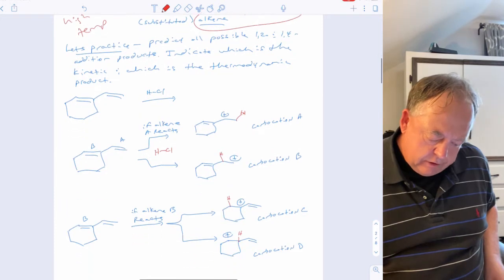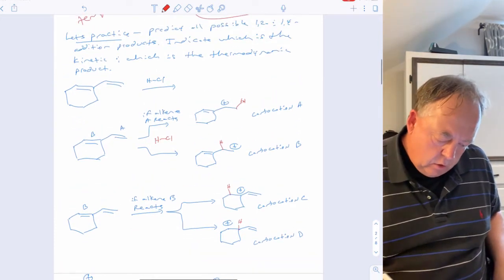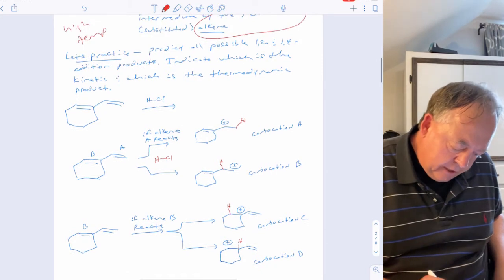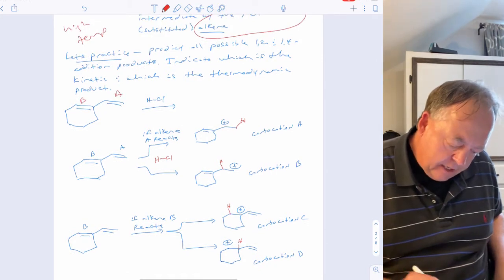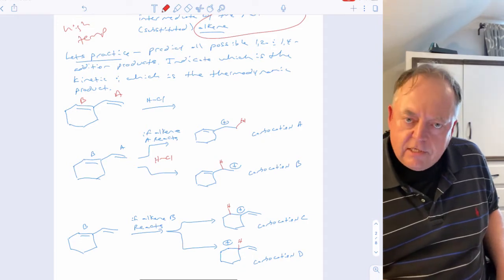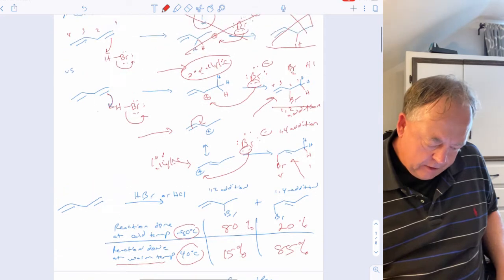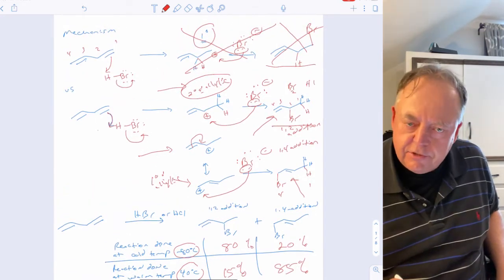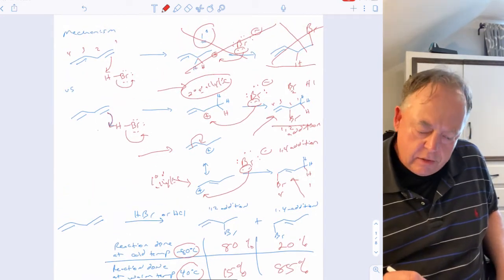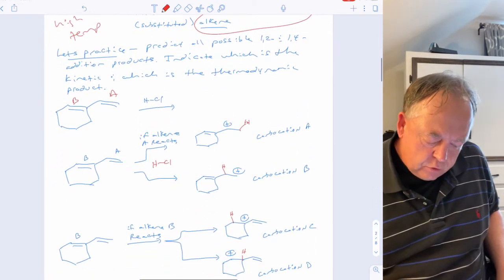Okay, so let's take another example. So if we took this diene, so now we have two different alkenes, so we'll call that alkene B and that alkene A. So which one HCl reacts with gives you different products, right? In the first example, it didn't matter because the two alkenes are symmetric, so it didn't matter which one we reacted with, we would get the same products. But in this case, that's not true.